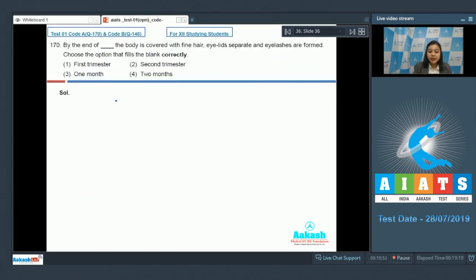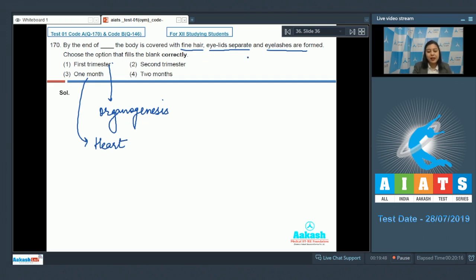Question number 170. Let's read the question. By the end of dash, the body is covered with fine hair, eyelids separate and eyelashes are formed. Here we are talking about embryonic development. Such questions have time and again been asked in NEET, especially the ones mentioned in NCERT. After 1 month, formation of the heart takes place. At the end of the 5th month the body movements start. So we have to look at more events of embryogenesis. The first trimester mainly stands for organogenesis. In the first 3 months organogenesis takes place. In the very first month formation of the heart takes place, whereas fine hair and separation of eyelids and eyelashes occurs during the 6th month, that is the second trimester.